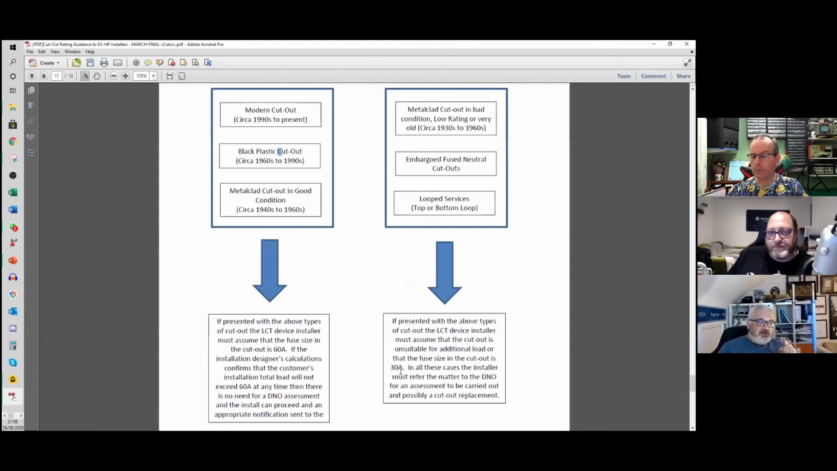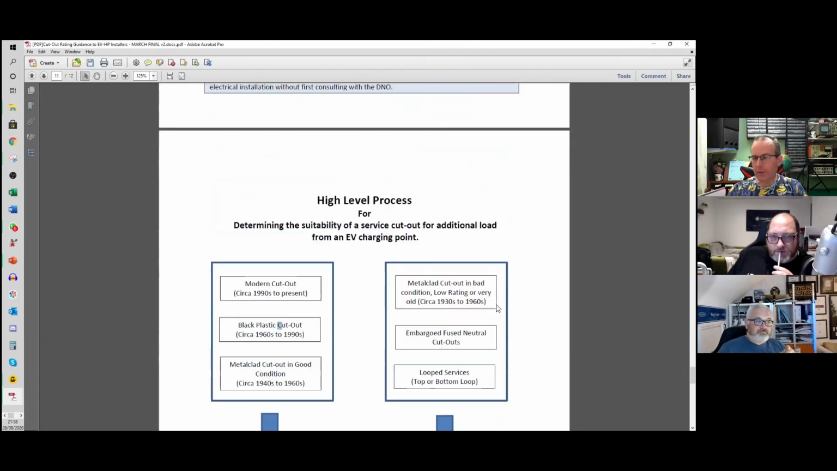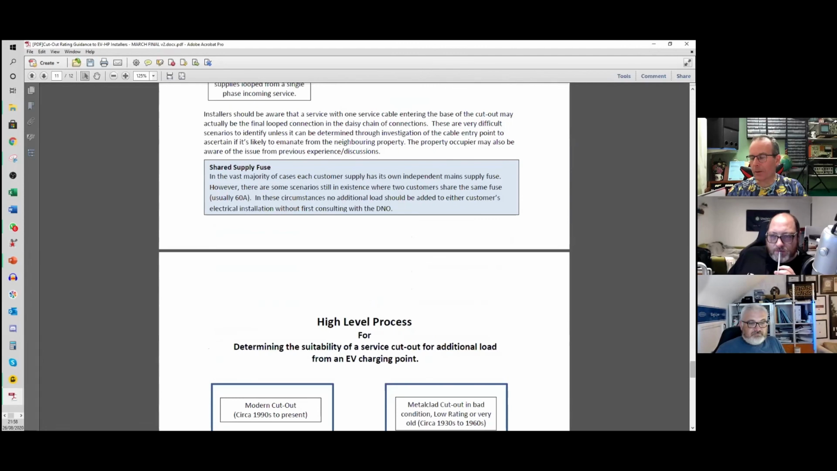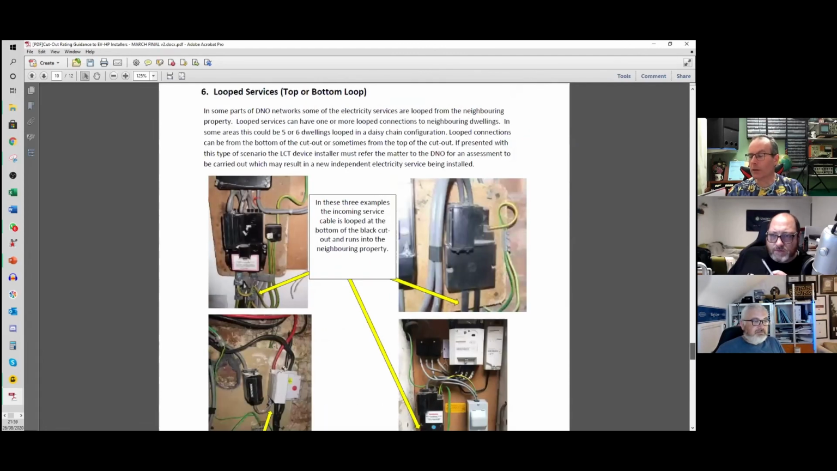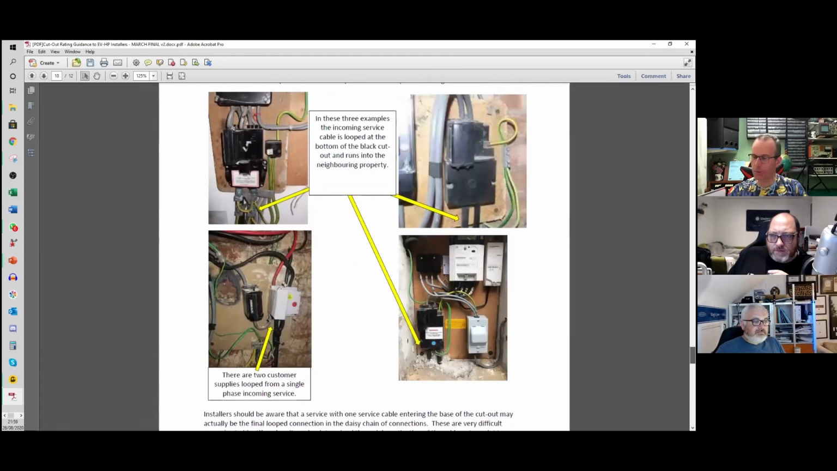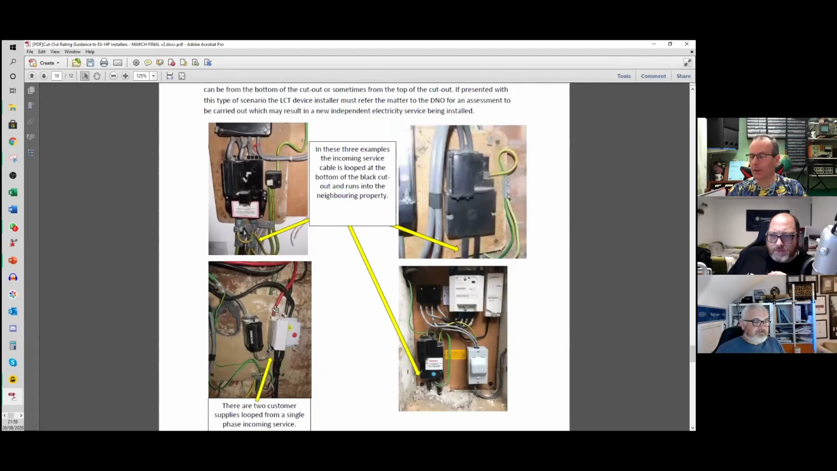This says, John, if presented with the above types of cutout, the LCT device installer must assume that the cutout is unsuitable for additional load, or that the fuse size in the cutout is 30 amp. In all cases, the installer must refer the matter to the DNO for an assessment to be carried out and possibly a cutout replacement. Yeah, the loop services one. Basically, if you come across a loop service and they want an EV charger, then it's unfortunately game over in that regard, because they're going to have to unloop it, which is going to mean probably a load of money spent in some part of it.